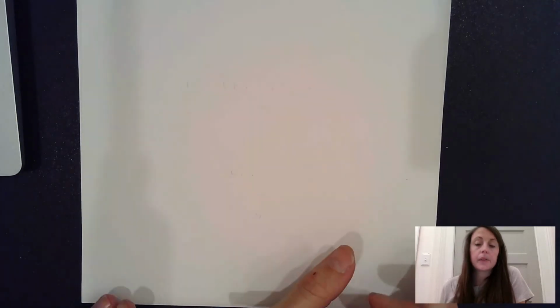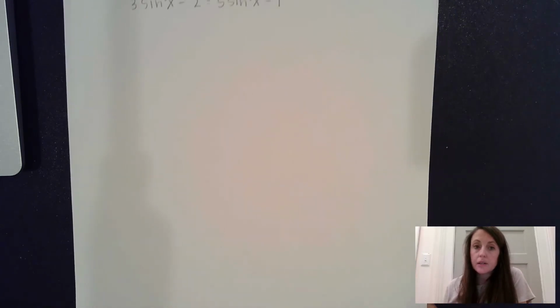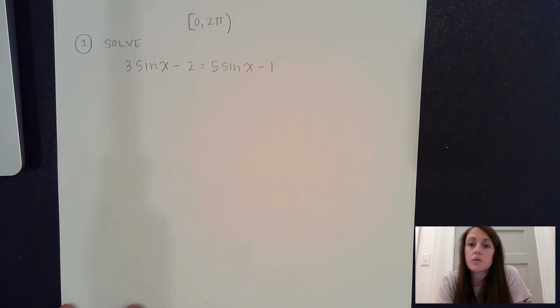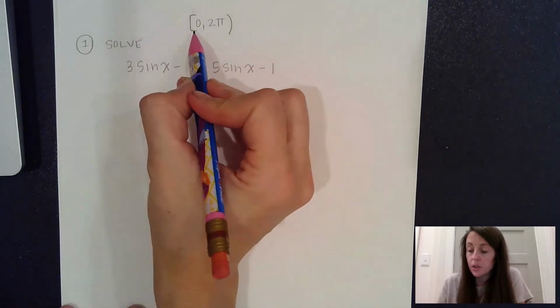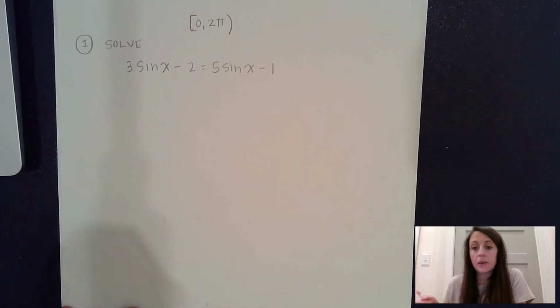Hey guys, so we are going to review for your quiz that we have. What I want us to do right now is try to solve this trig equation. Your x values are going to be in between 0 and 2 pi, and for your quiz, it's going to be the same thing as well.